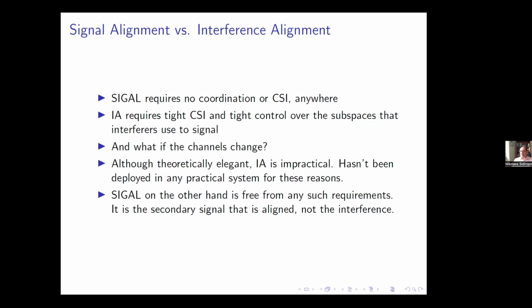However, that requires a lot of channel estimation, coordination, back and forth, and it requires that the channels remain time invariant. And that is not practical. So although theoretically elegant, interference alignment has not been implemented in practice for these reasons. But with signal alignment, when you are trying to align the signal, you are free from all this channel state information exchange, control, instructing others how to transmit. So there's no coordination here, because you align the secondary signal, not the interference. So that's a big difference.